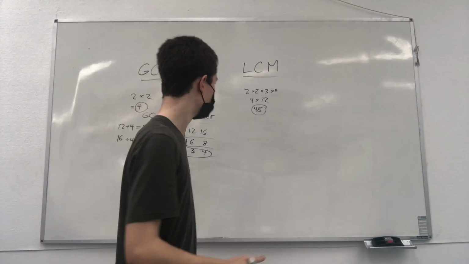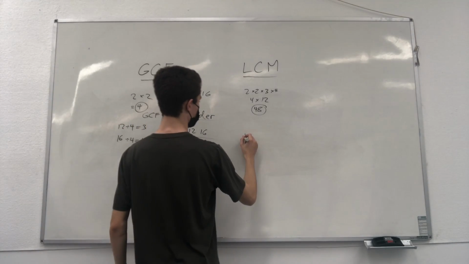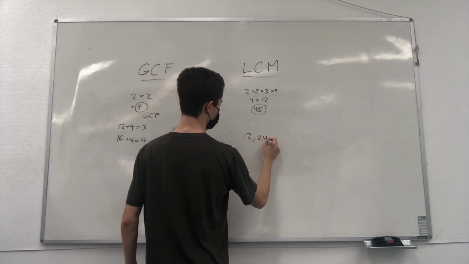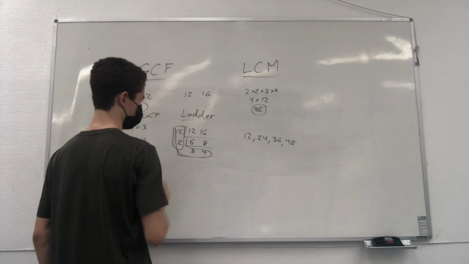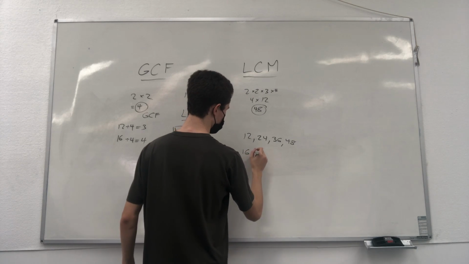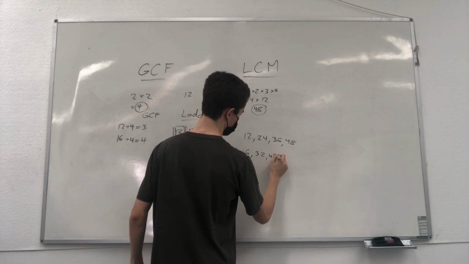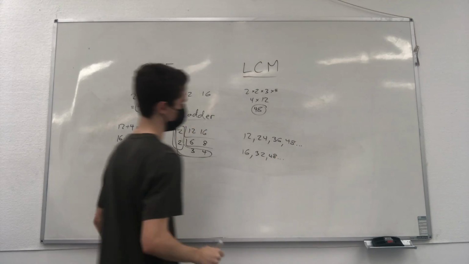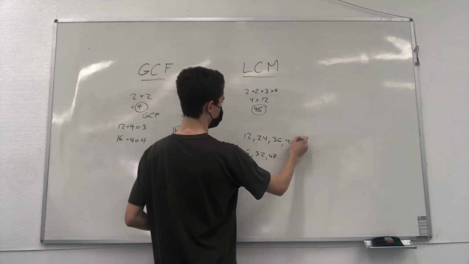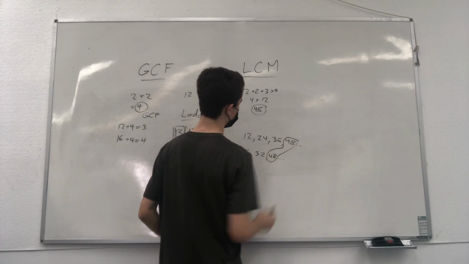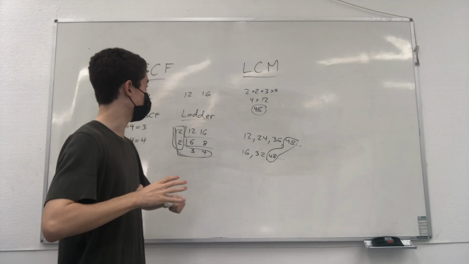And how can we check that? We can write out the multiples of 12 and 16. 12, 24, 36, 48. And the multiples of 16 are 16, 32, 48, etc. We can see that the smallest multiple that both of these share is 48, indeed. So this is our least common multiple. So this is how you use the ladder method.